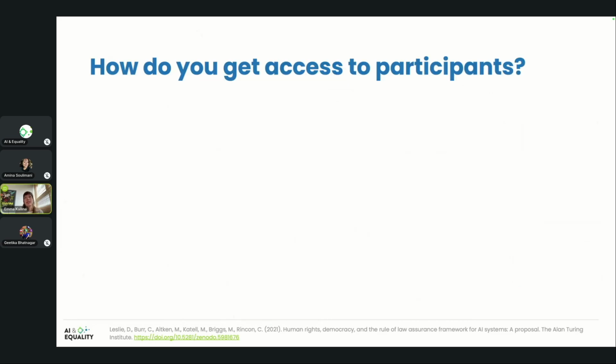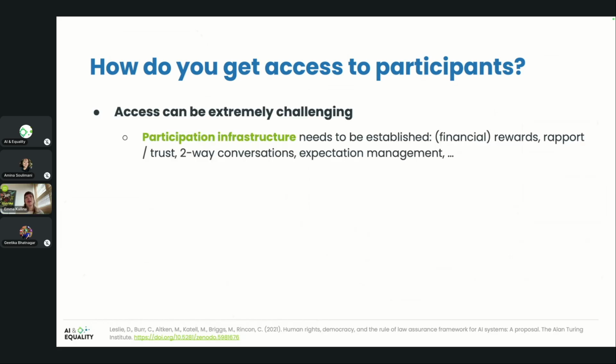And how do you get access? That's obviously very hard, or can be hard. Not always, but it can be hard. I call it participation infrastructure, and it needs to be established at the beginning, when you have an idea about a project. First of all, it's expectation management. So we want to involve people this way to ask these questions, and this is the expected outcome.